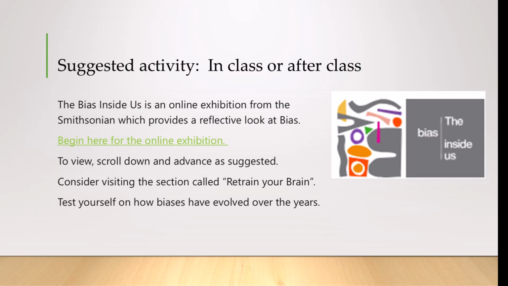Our course website has several resources that you might find helpful. One of them is a Smithsonian online exhibit called The Bias Inside Us. You can find the link on our course website. Once you get there, scroll down and continue to advance as suggested. Consider visiting the section called Retrain Your Brain. You will see many activities that might help you to recognize and modify your biases. Test yourself on how biases have evolved over the years on this site as well.